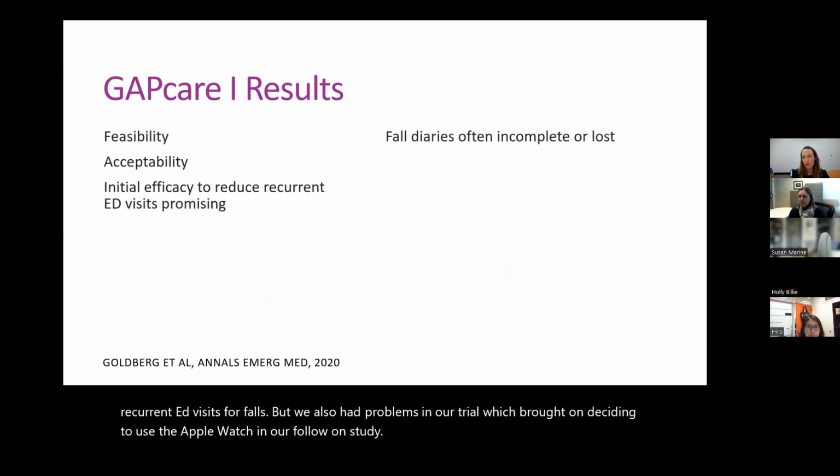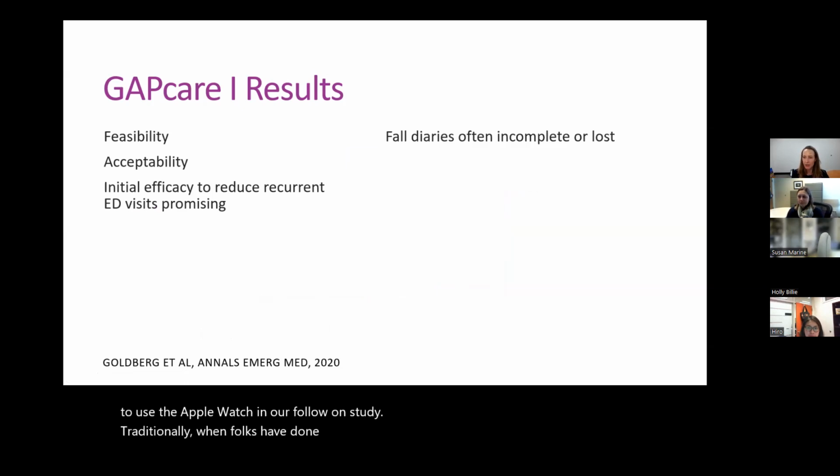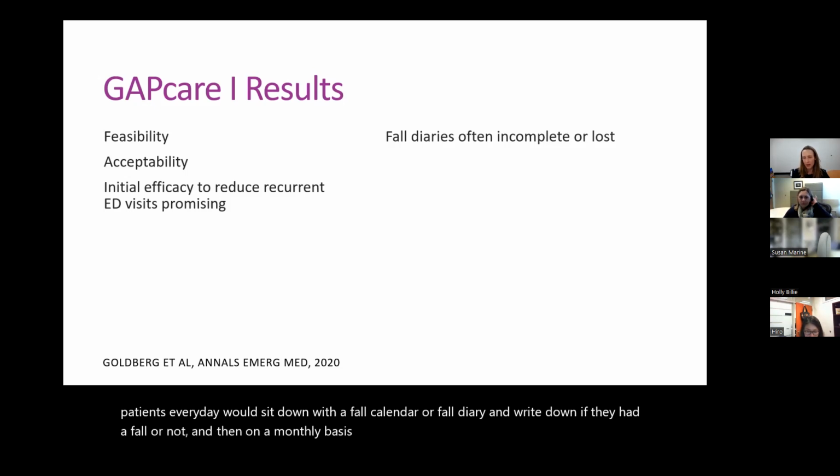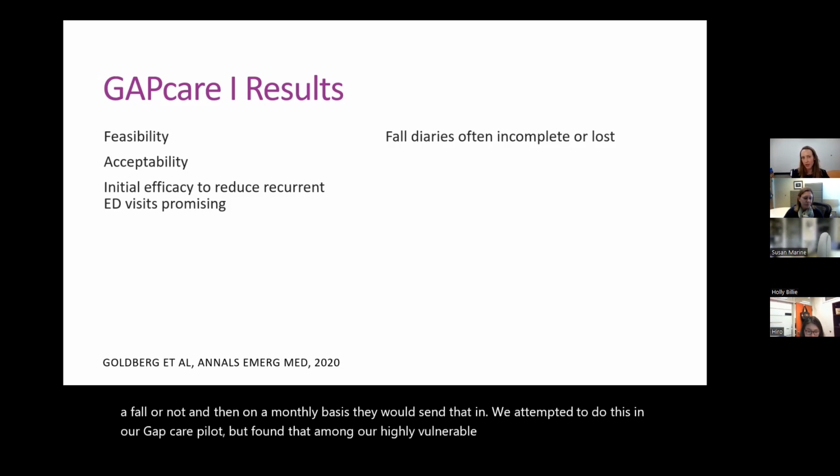Traditionally, when folks have done falls prevention research, they've used fall diaries, and patients every day would sit down with a fall calendar or a fall diary and write down if they had a fall or not. And then on a monthly basis, they would send that in. We attempted to do this in our GAPcare pilot, but found that among our highly vulnerable ED patients, fall diaries were often incomplete or lost.